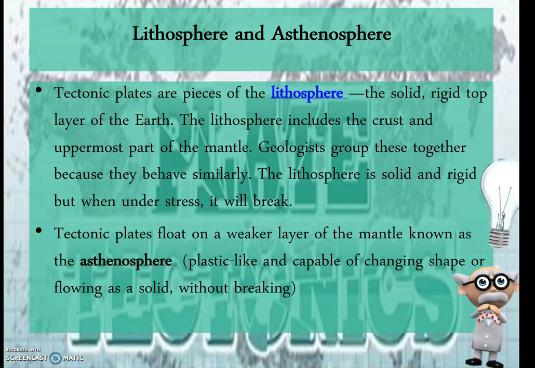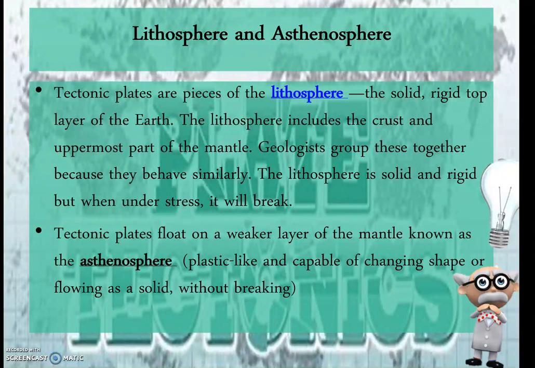So what are the tectonic plates? The tectonic plates are actually pieces of the lithosphere. The lithosphere is the solid, rigid top outer layer of the Earth. That's the one we live on. The lithosphere includes the crust and the uppermost part of the mantle. Geologists group these two layers together because they behave similarly. The lithosphere is solid and rigid, but, like anything, when under stress, it might break.